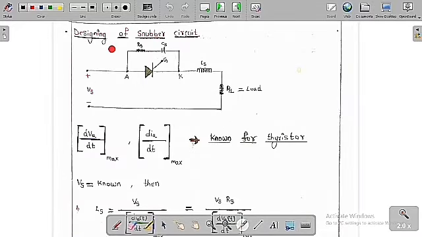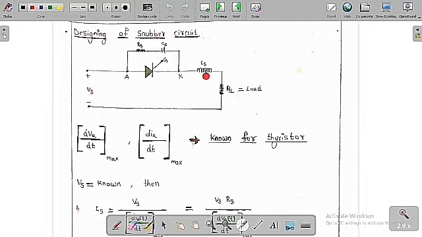So now we are going to learn about the designing of a snubber circuit. This is called a snubber circuit. It consists of a series RC circuit. It is going to control, or limit, the dV by dt triggering across the thyristor. So we are going to keep it in parallel across the thyristor like this.